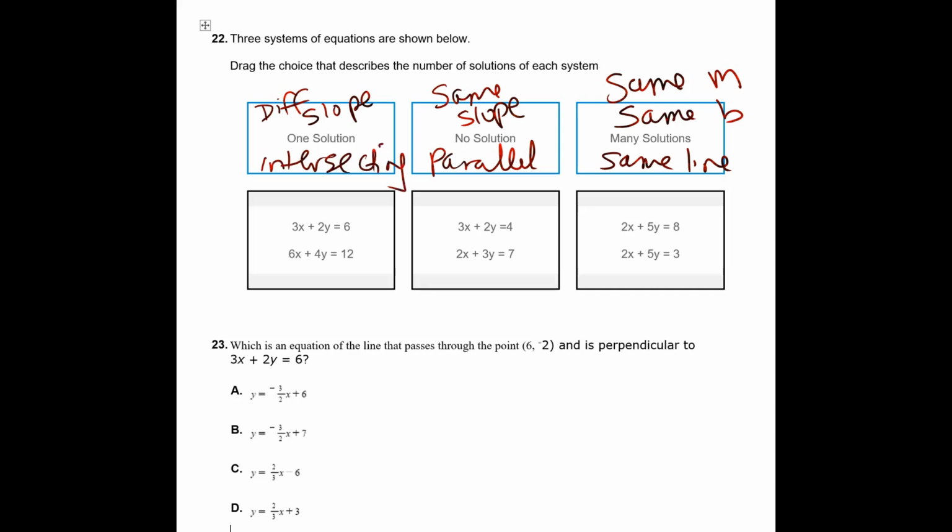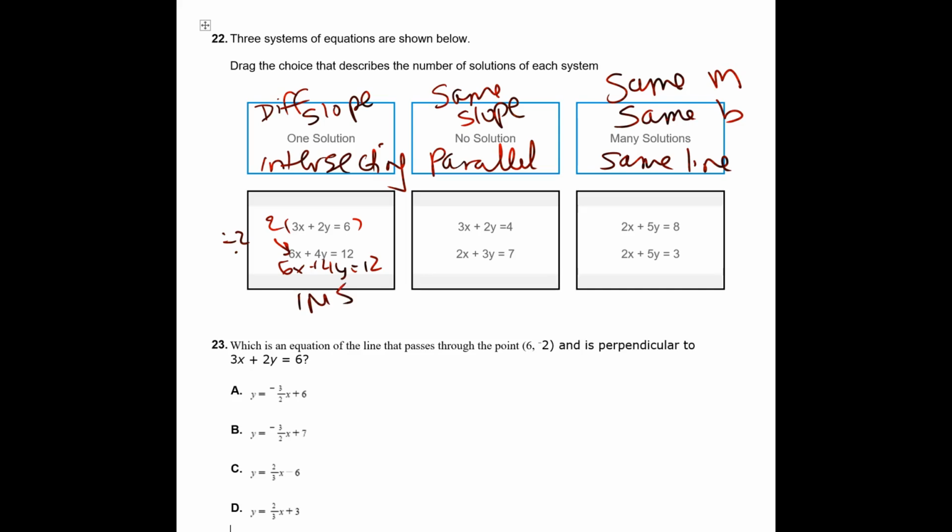All right, so which one will have, well, let's look at this one. If I multiply this entire equation by 2, I have the same equation. It'll give me 6x plus 4y is equal to 12. If I take this equation right here and divide it by 2, I'll have the above equation. So this has to be infinitely many solutions.